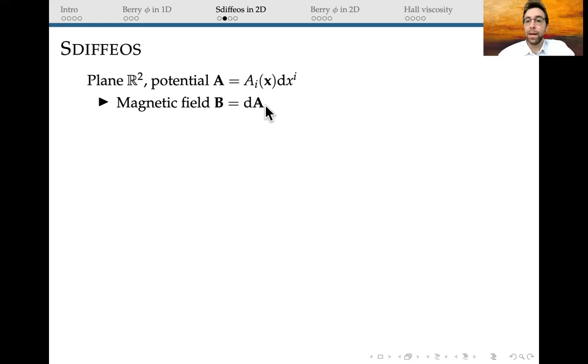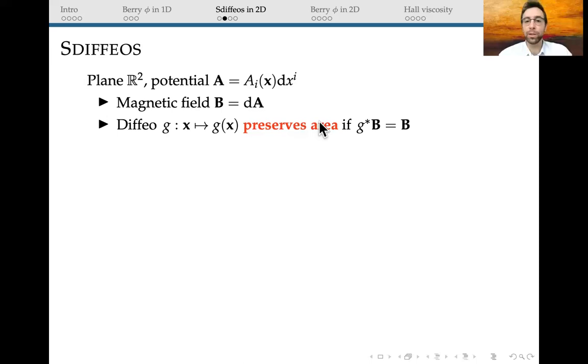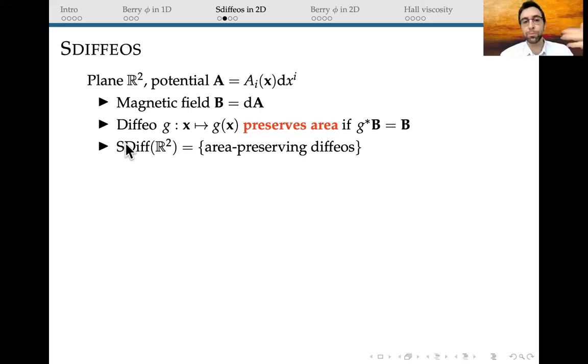as an area form. By definition, a diffeomorphism of the plane, a smooth bijective deformation of the plane, preserves the magnetic field if and only if it preserves area, which you can state in terms of the pullback by the diffeomorphism. And then by definition, the group of special diffeomorphisms, area-preserving diffeomorphisms or ZDFOs of the plane, is a group that I'm going to consider, and they all satisfy this property here.